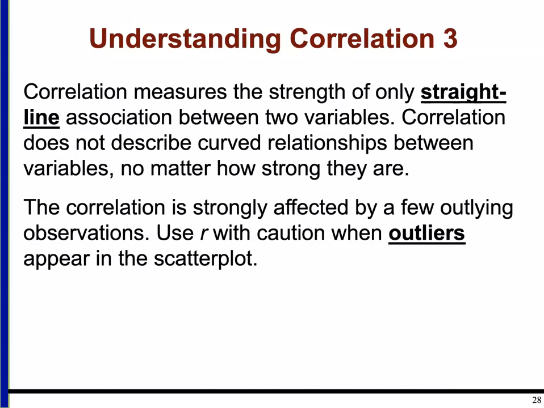Another thing that's super important is the correlation is only giving us the strength of a straight line association. If it's a curved relationship, no matter how strong, the correlation is not going to be measuring that. So it's always important that you look at a scatter plot before you calculate your correlation to make sure that you are looking at a straight line relationship. Also, R is strongly affected by outliers. So you would definitely want to be looking at the scatter plot to determine if there are any outliers before you did this calculation.